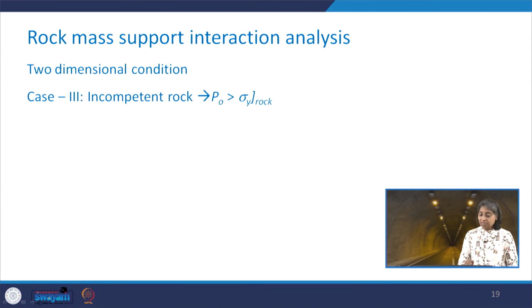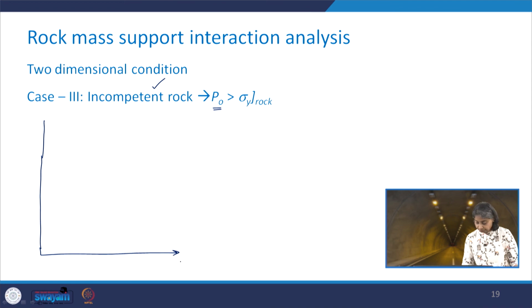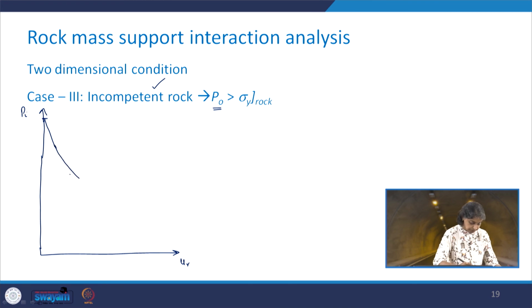Then we can have the third case where we have incompetent rock with P0 greater than the yield stress of the rock. So let us take a look at how its GRC and support reaction curve will look like. So here we have UR and radial support pressure Pi on this axis. Here we will have in the beginning some linear portion, and then the non-linear elastic deformation. Then we will have the plastic deformation.